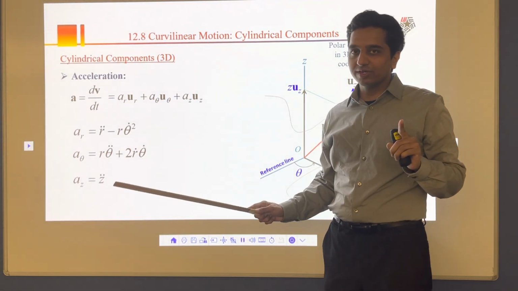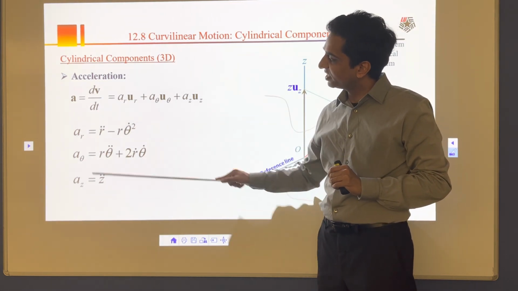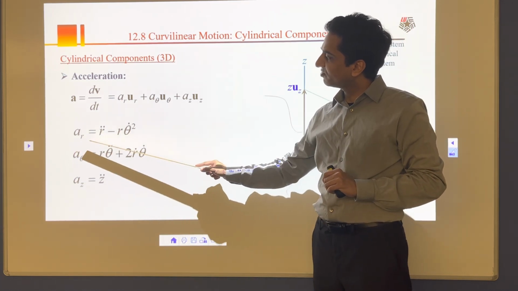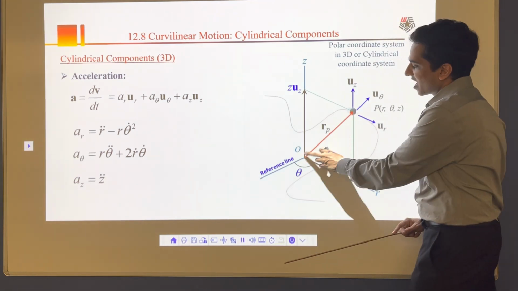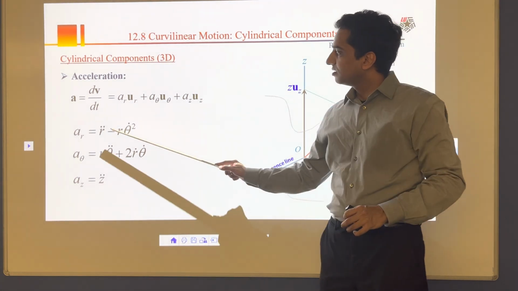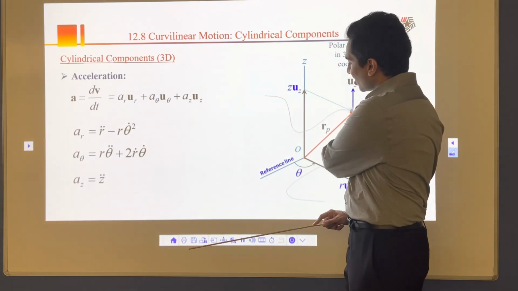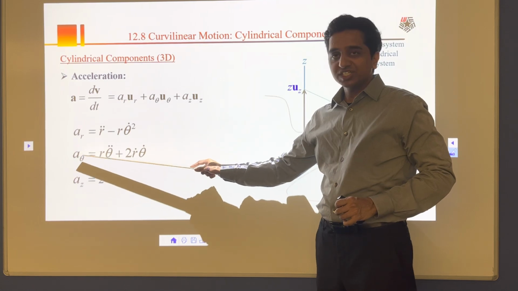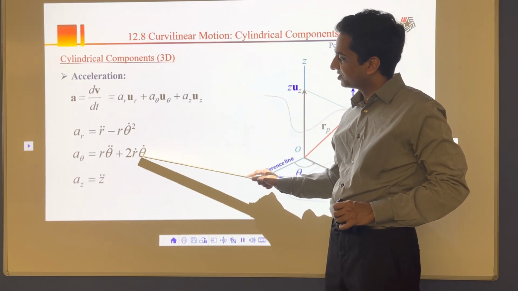And again, without going into detailed mathematics, I'm going to give you definitions for AR, A theta and AZ. So AR is given as R double dot, that's the double derivative of R, whatever the position we have here, minus R theta dot squared, that's your angular velocity, into the actual value of R. Then A theta, the acceleration in theta direction, is R theta double dot plus 2 R dot theta dot.